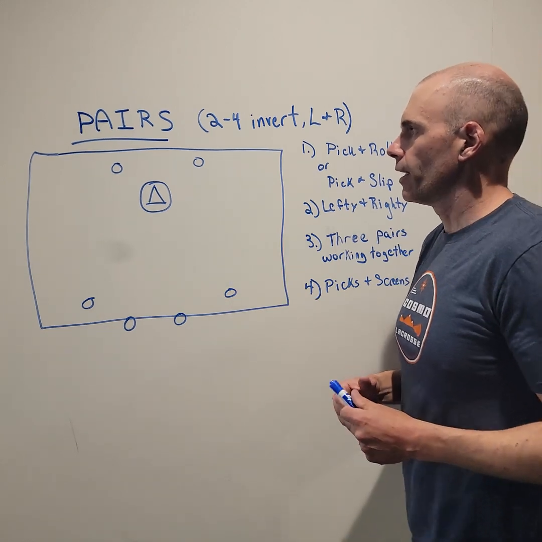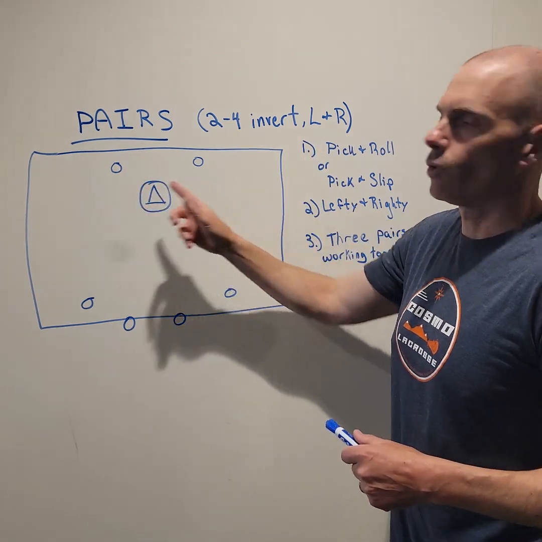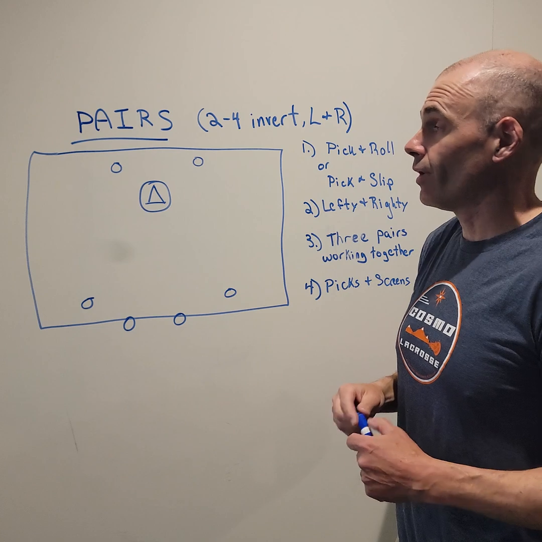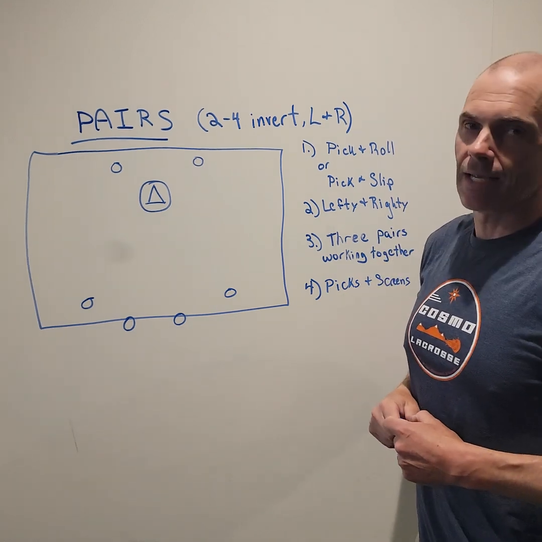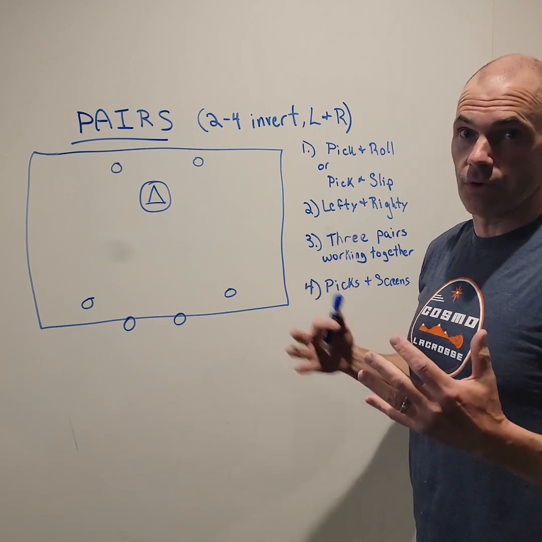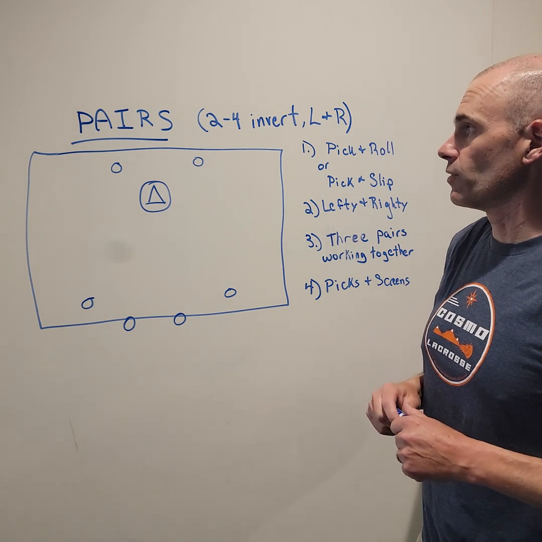Okay, a couple things here. So it's a 2-4 invert, and it must be a lefty and a righty. Lefties are going to probably get a lot more run at this because why? There's just fewer of you. But we want to take advantage of everyone's skill set, and different sides of the ball and different sides of the goal make a big difference when you're lefty or righty.